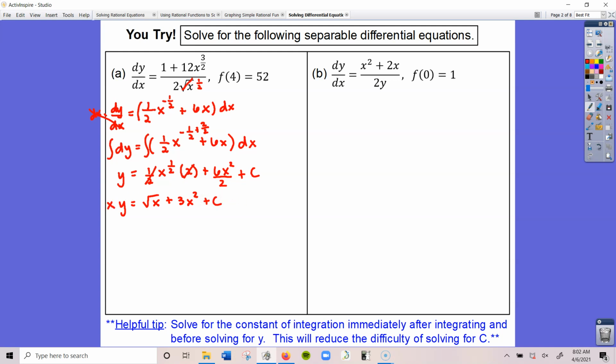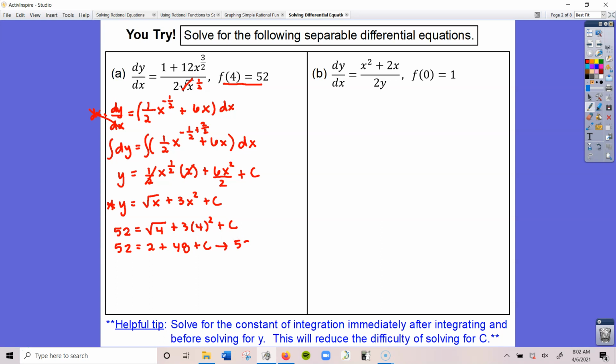So again, this is my general solution. I am now going to plug in my initial condition in order to solve for c. So f of 4 is equal to 52. That means that y is 52. And I'm going to plug in 4 for x. So we have 52 is equal to 2 plus, now 4 squared is 16 times 3 is 48 plus c. 2 plus 48 is 50.